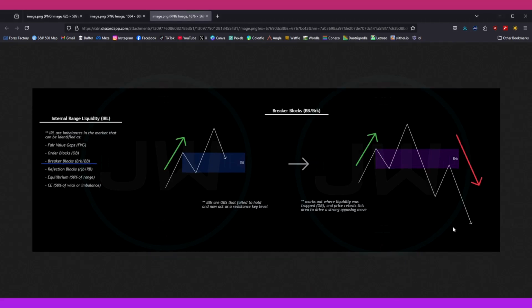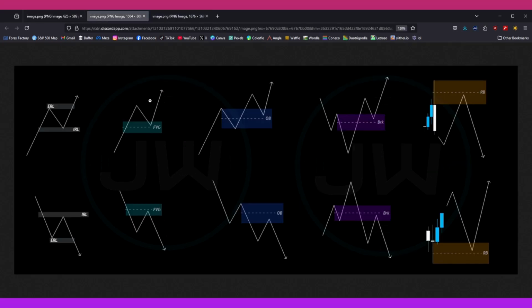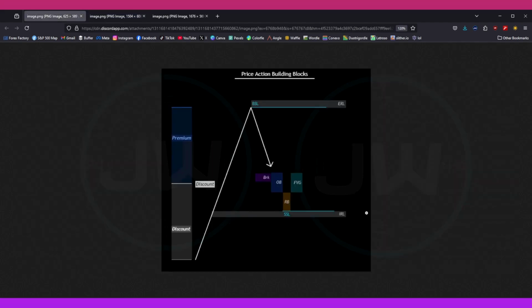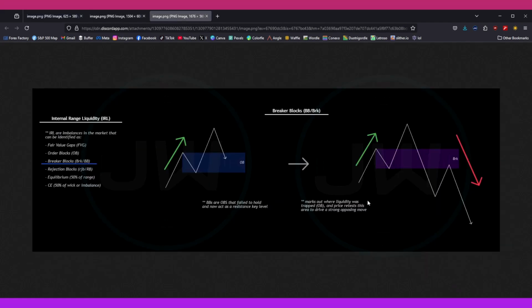And today we're going to go over breaker blocks. If you remember in the last video, I mentioned that we're going to go over all these concepts each video. And so over the course of the series, we're going to build on each concept on this diagram that we have here. We went over buy side, sell side, which forms part of our external range liquidity, and we discussed our fair value gaps, order blocks, and now we're going to head on to breaker blocks.